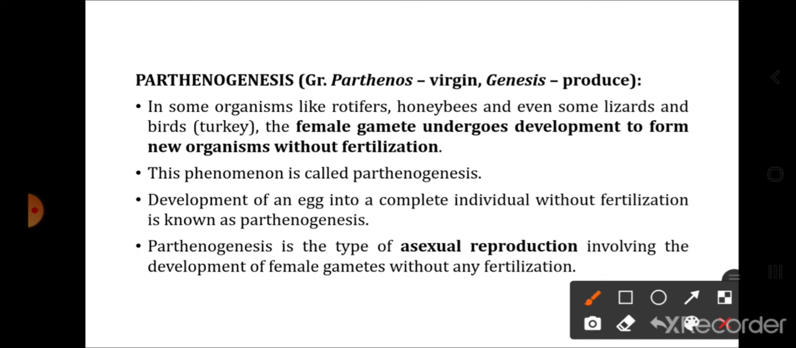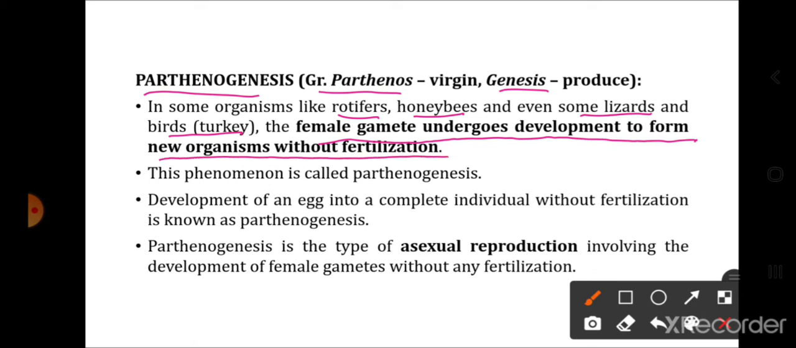Now, there is one method of reproduction. Actually, this is a process of asexual reproduction, but it involves the formation of the gamete. In the definition of asexual reproduction, we have studied the process of reproduction which is either with or without the formation of the gametes, involving a single parent. So parthenogenesis is an asexual reproduction involving the formation of the gametes. The Greek word parthenos means virgin, genesis means to produce. So in some organisms like rotifers, honeybees, some lizards and birds like turkey, the female gamete undergoes development to form the new organisms without fertilization.